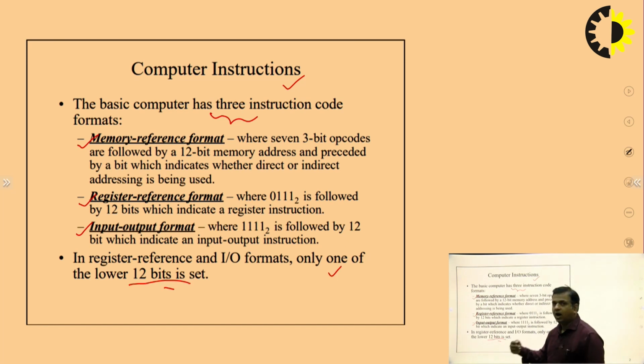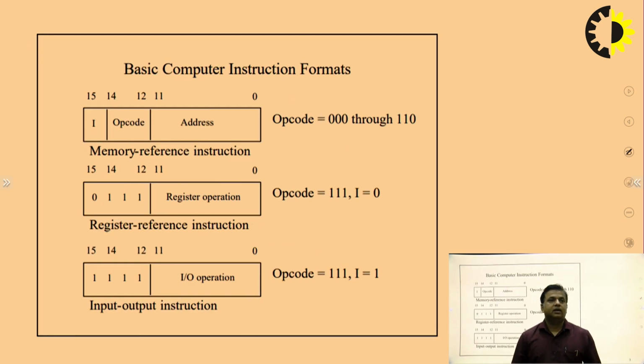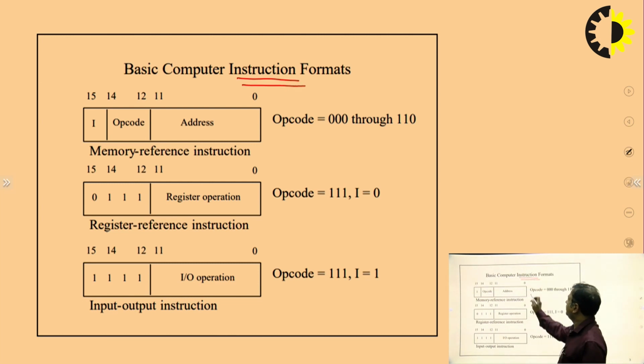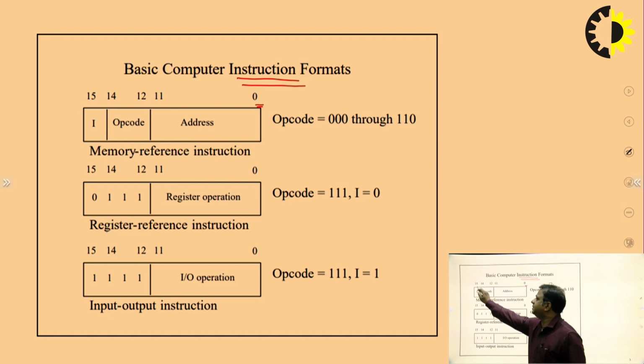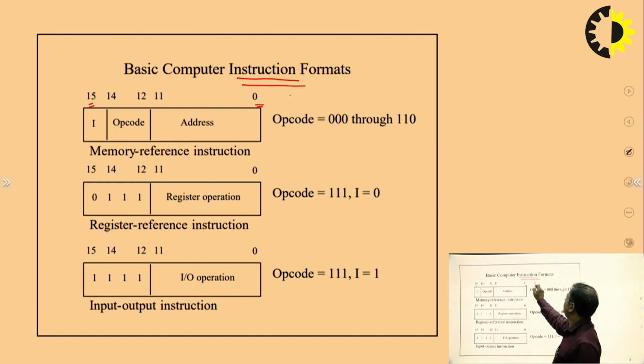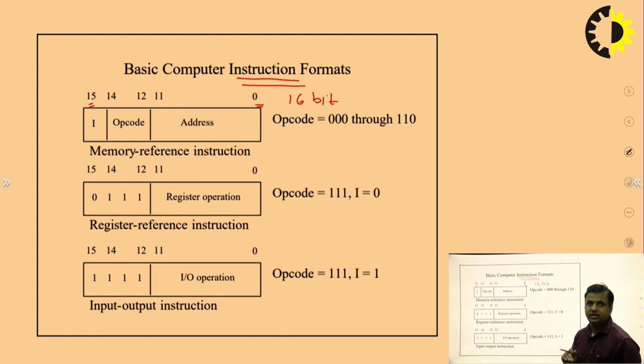We will see how we can distinguish these three types of instruction format with the help of an example, right? For example, we have an instruction of bits 0 to 15, that means it is a 16 bit long instruction, right? How will the 16 bits be divided to distinguish the memory reference, register reference, and input output reference instructions?